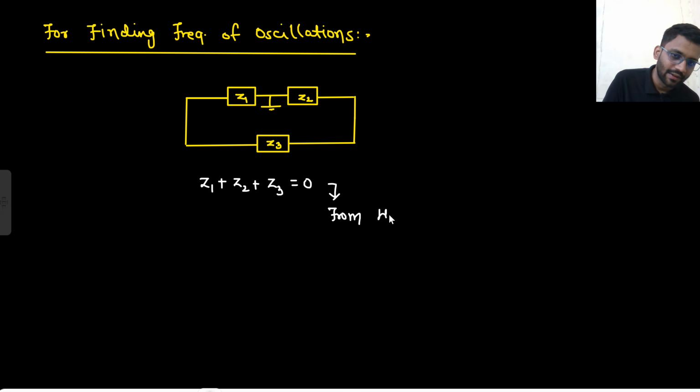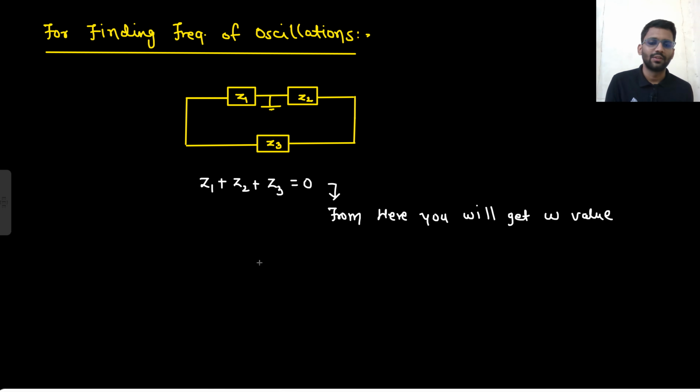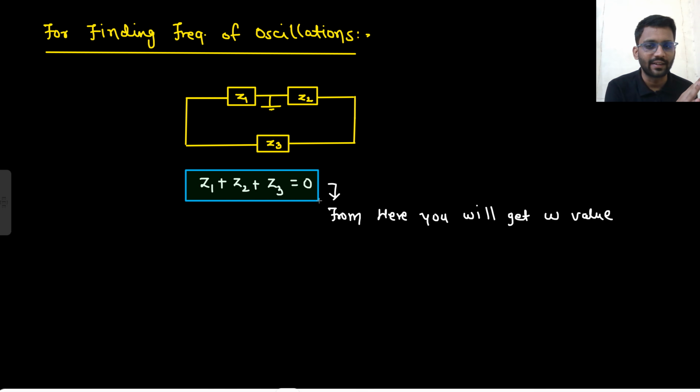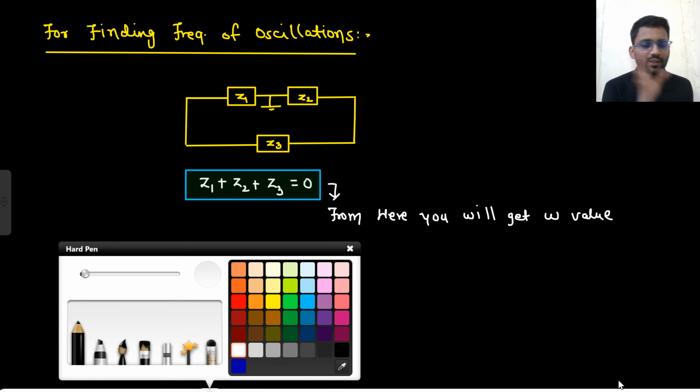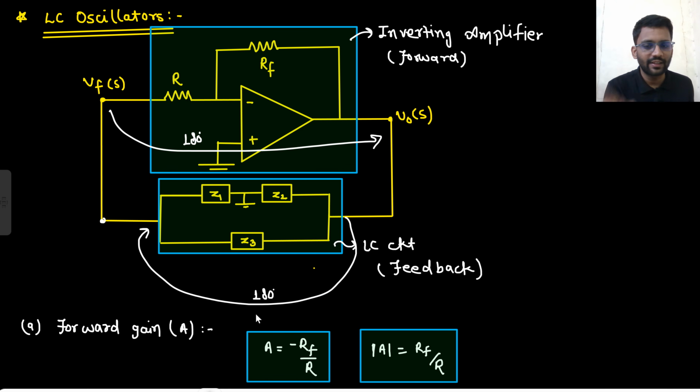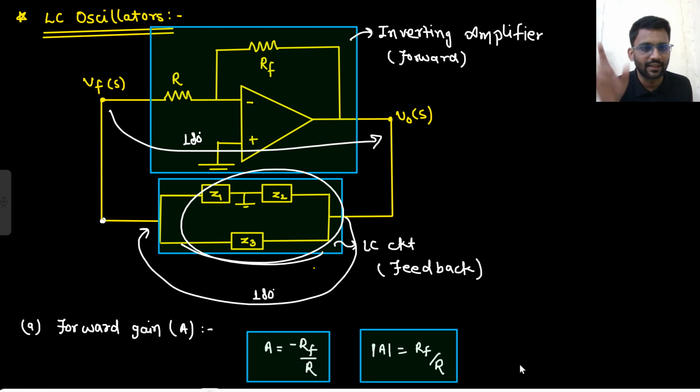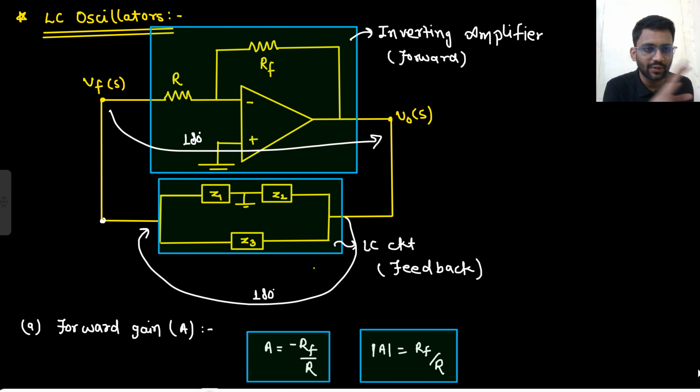From here you will get the omega value. You just need to do this. No mugging up any formula, nothing like that. So we understood 3 points here. What is our forward gain? That is minus RF by R. We are getting 180 degree phase shift from here, so we need another 180 degree phase shift from this particular LC circuit. There we don't need to think anything.